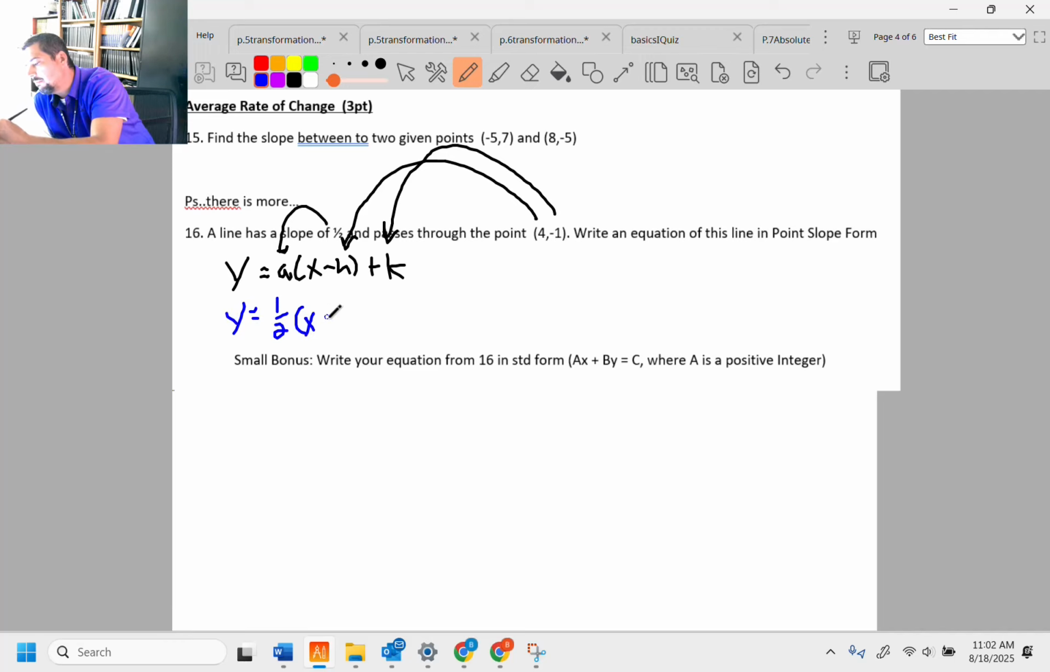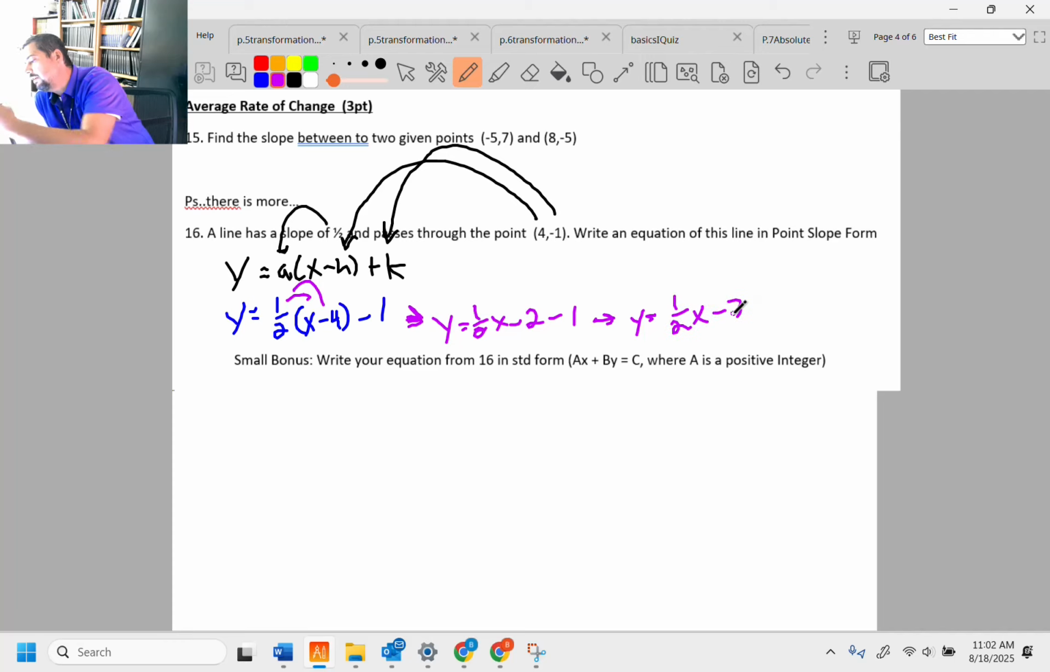1/2 x minus 4 plus a negative 1, which is minus 1. Then hit it with the distributive property, and you'll get y equals, let me do an arrow there, y equals 1/2 of x minus 2 and then minus 1. And combine like terms, y equals 1/2 of x minus 3. That's literally how hard this problem is. It's not very hard. Small bonus right underneath it, put that thing in standard form, STD form.